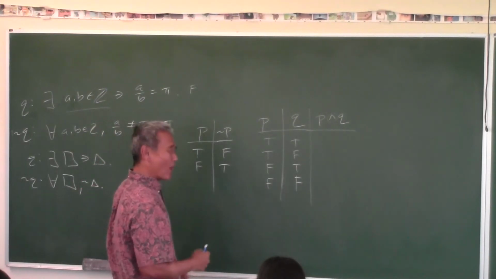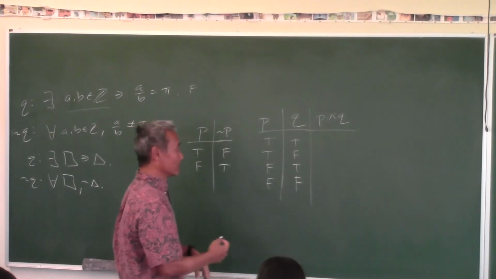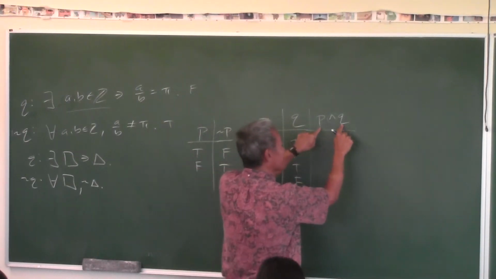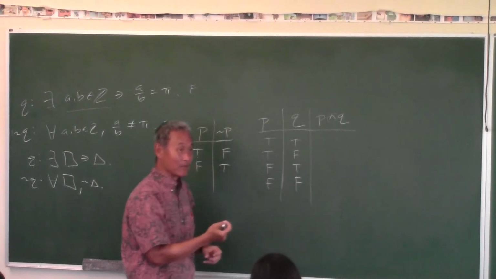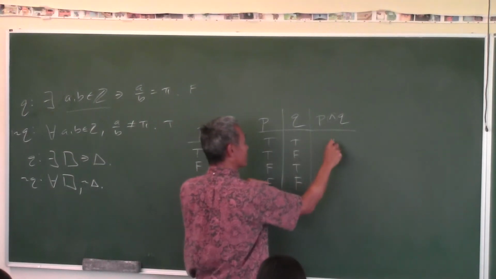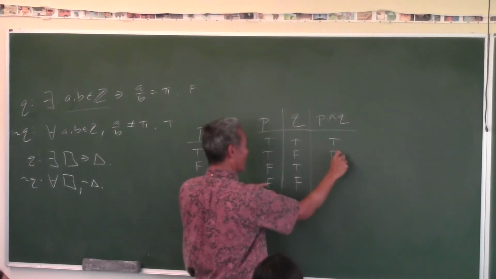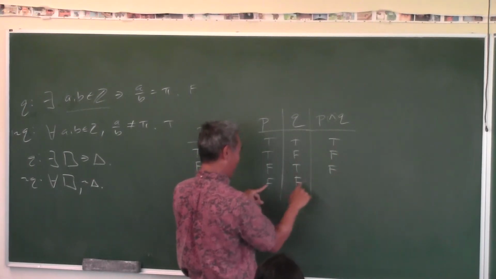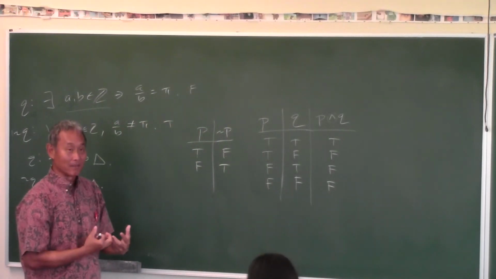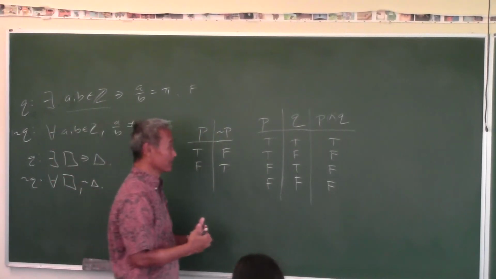Now when is an and statement going to be true? When both of the components are true. So look at this. Are both of them true? Yes, so it's true. Are both of them true? No. Are both of them true? No. Are both of them true? No. So that's what the truth table looks like for the and statement, or conjunction.